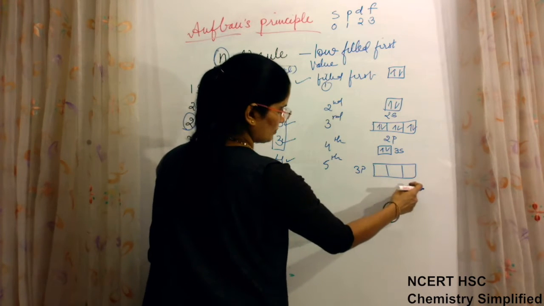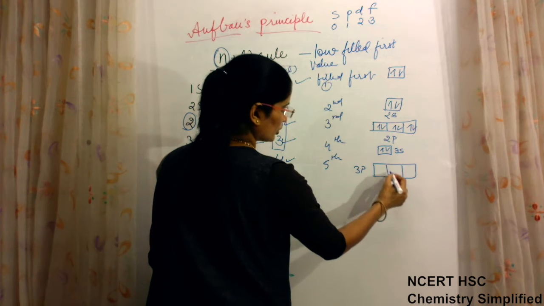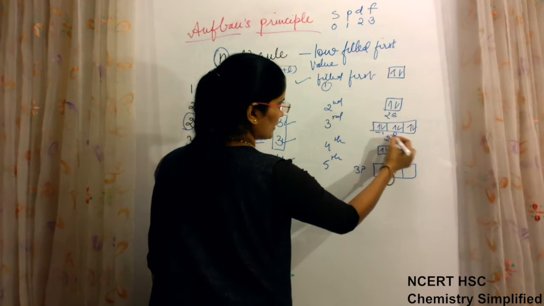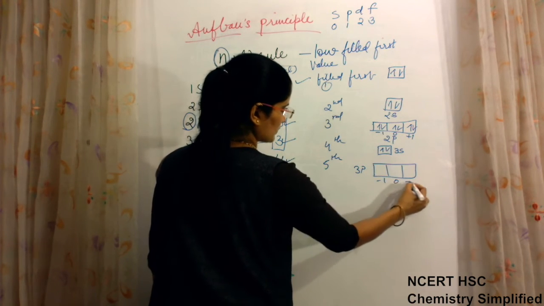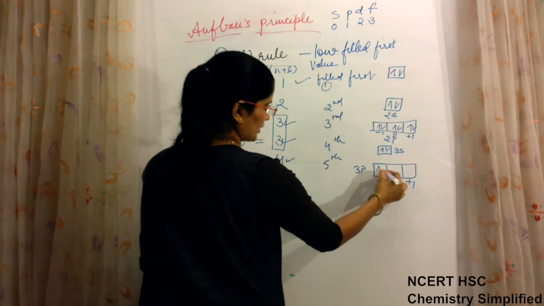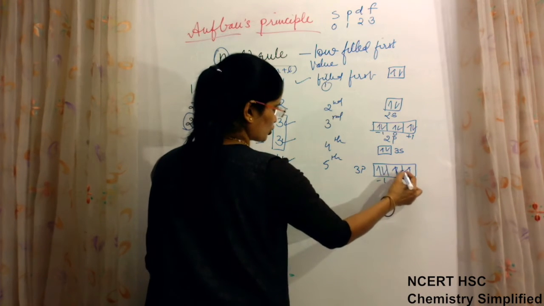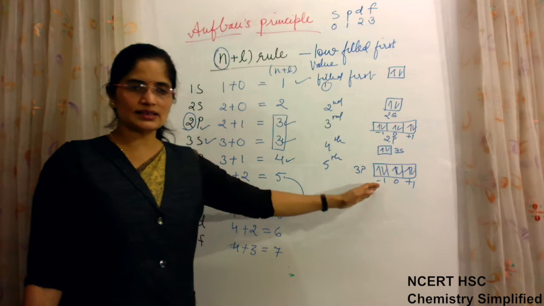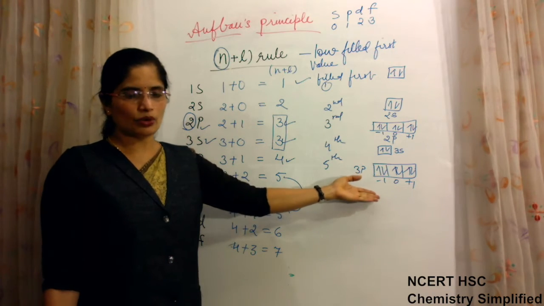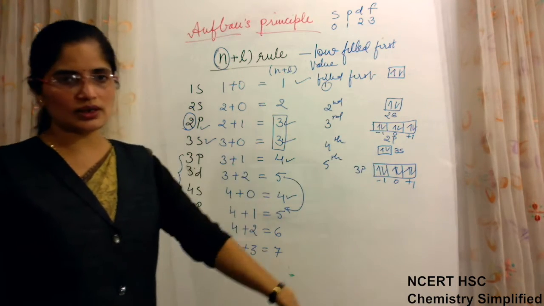Okay, and the p subshell will have 3 orbitals. What are those? Every time it will be 0, -1, +1. Okay, and it can hold a maximum of 6 electrons. If fewer than that are present, then it's okay, but if more than 6 are there, they will shift to the next.